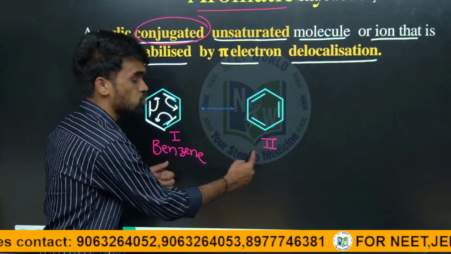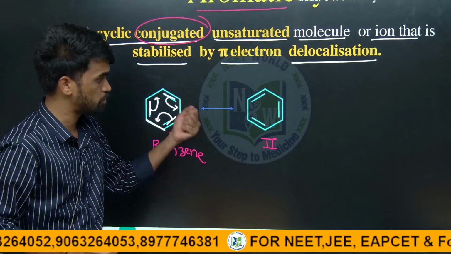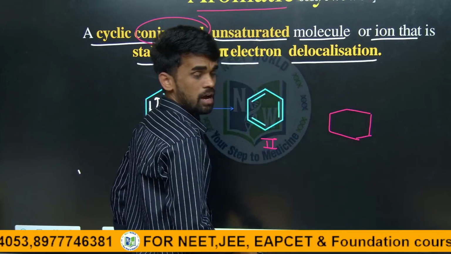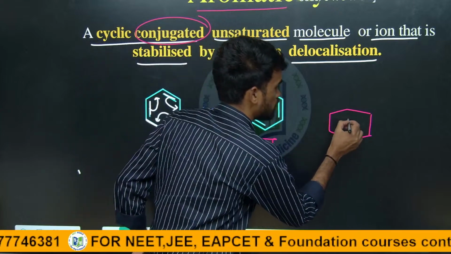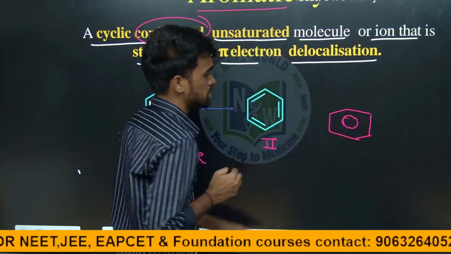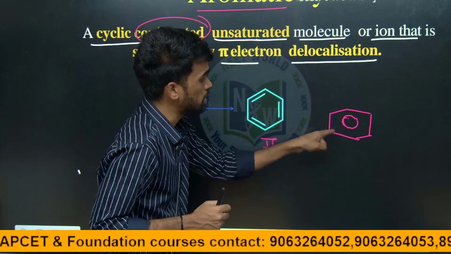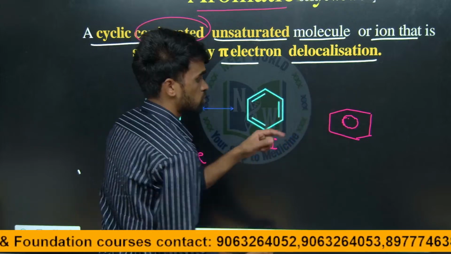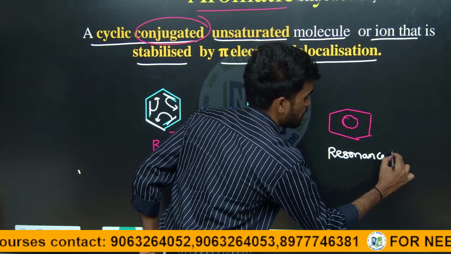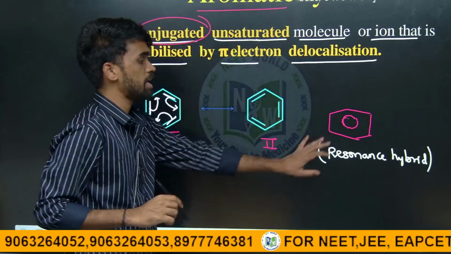So 1 and 2 are called what? Resonating structures. The actual structure of benzene looks like this. There are 6 carbons, and the delocalized pi electrons are shown as dotted lines, like a circle. So what does this dotted circle represent? It is the pi electron cloud movement within these 6 carbons. We call this the resonance hybrid. All these things we discussed in the resonance topic. So this is the actual structure of benzene.